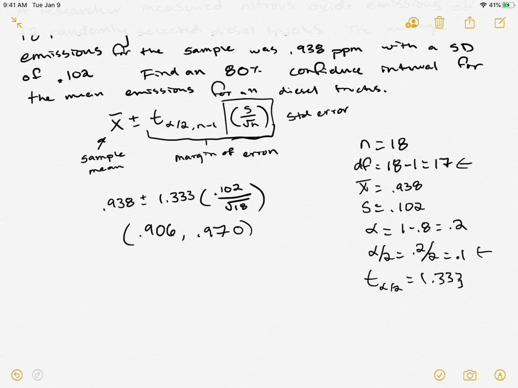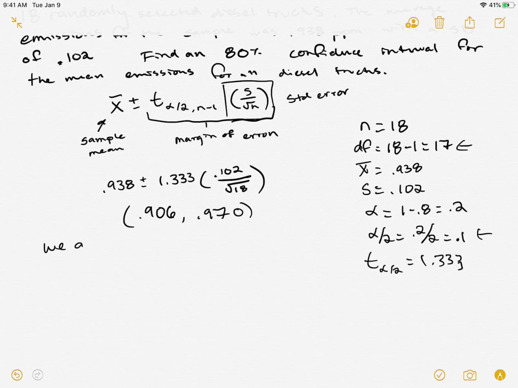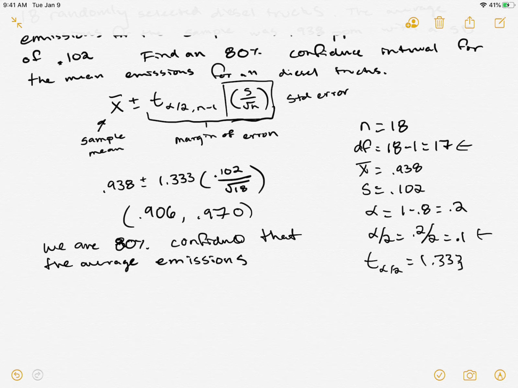If we wanted to interpret this, since we did an 80% interval, we'd say we are 80% confident that the average emissions for diesel trucks is between 0.906 and 0.970. I should probably write more clearly; that's my goal for the rest of this one.